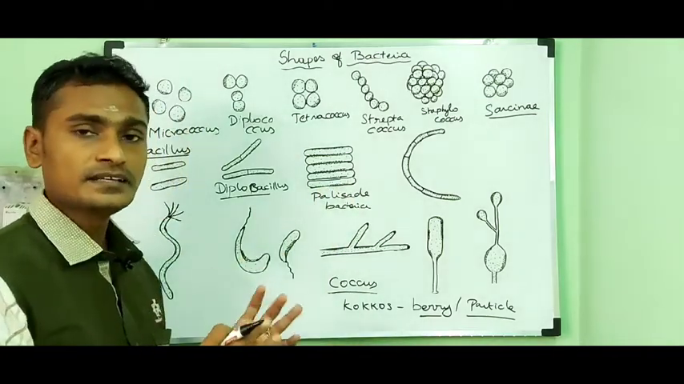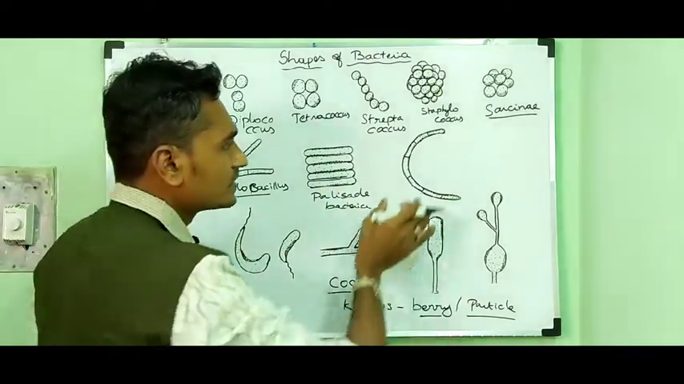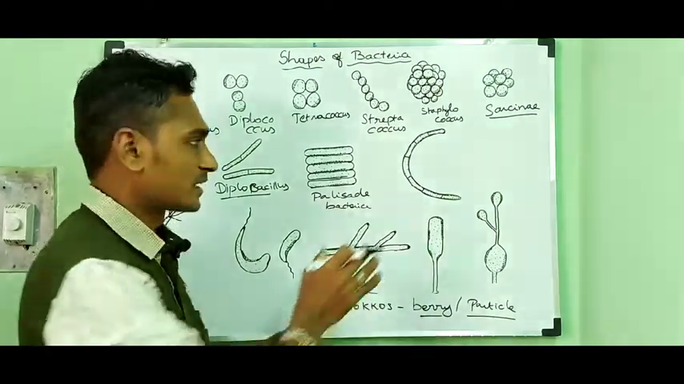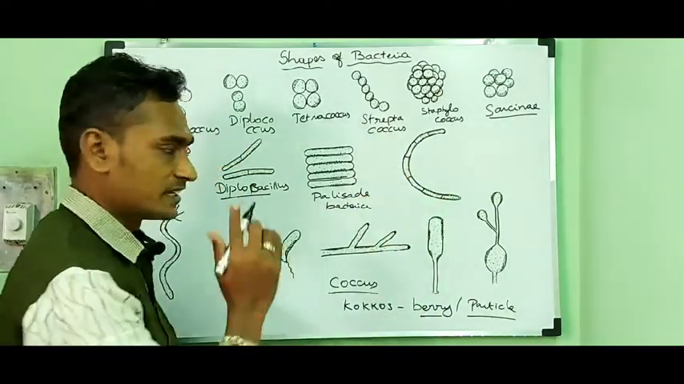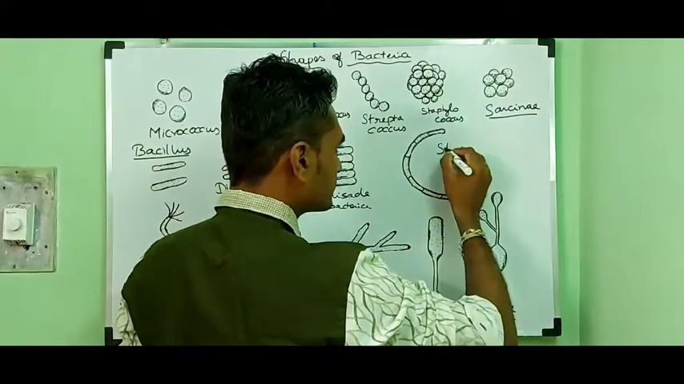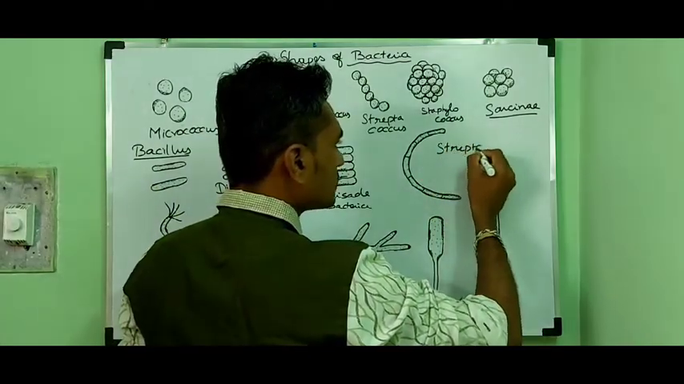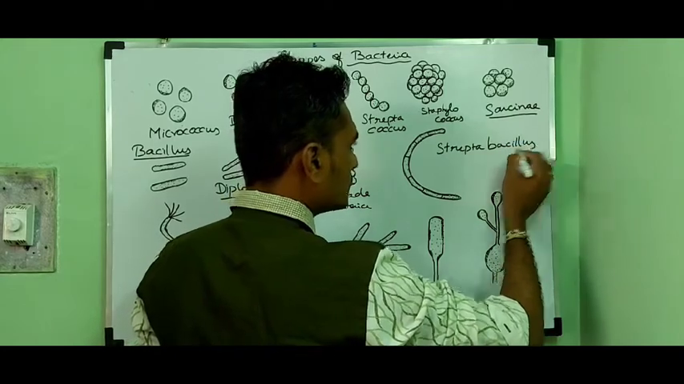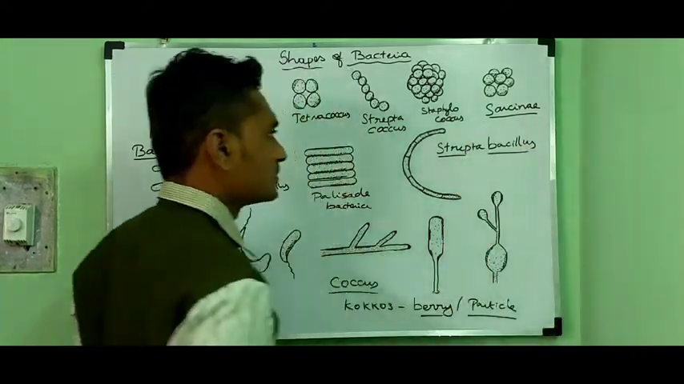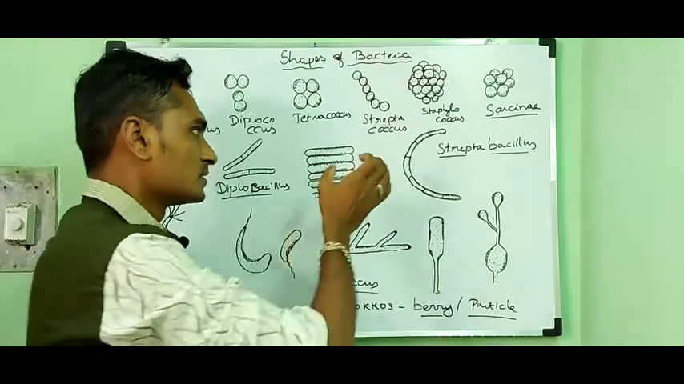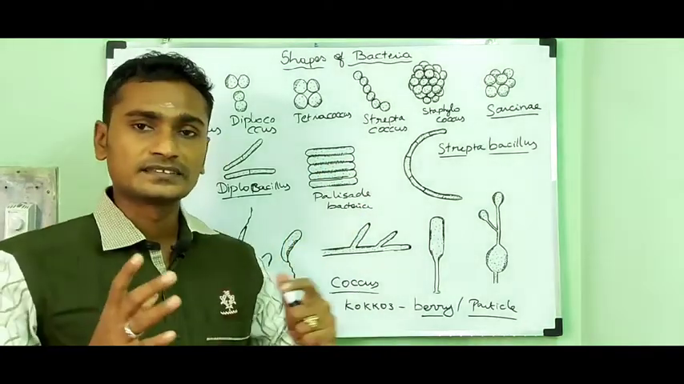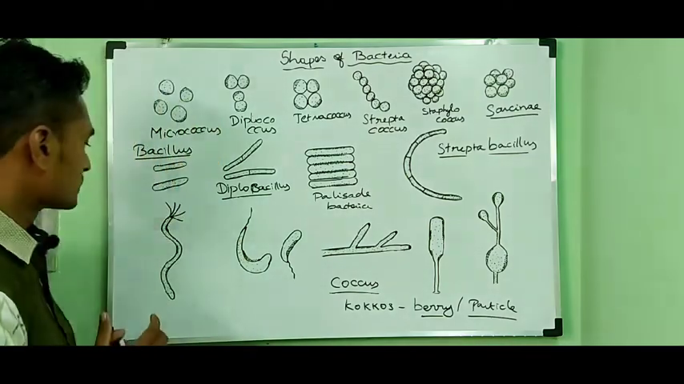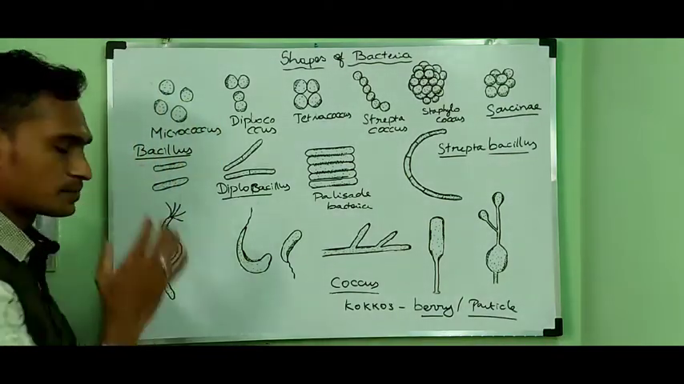Then this bacteria occurs like a chain, and that bacteria is called streptobacillus. So an example for the bacillus bacteria is Bacillus anthracis. Then I am going to tell about the spiral bacteria.